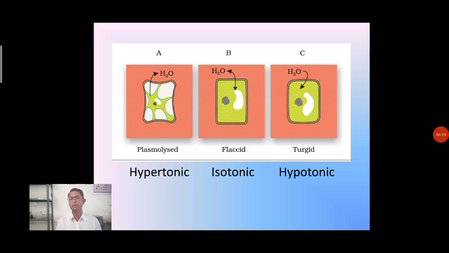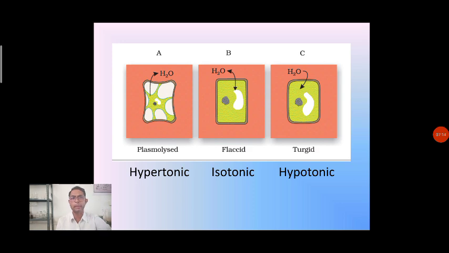When we add the cell to the hypertonic solution, that particular cell becomes plasmolyzed. When we add the cell to the isotonic solution, the cell remains as it is, because there is no flow of material or flow of solution or flow of water from inside to the outside. And in the third condition, the cell starts to become turgid, and after a particular stage this cell starts to burst, so that we call a hypotonic solution.